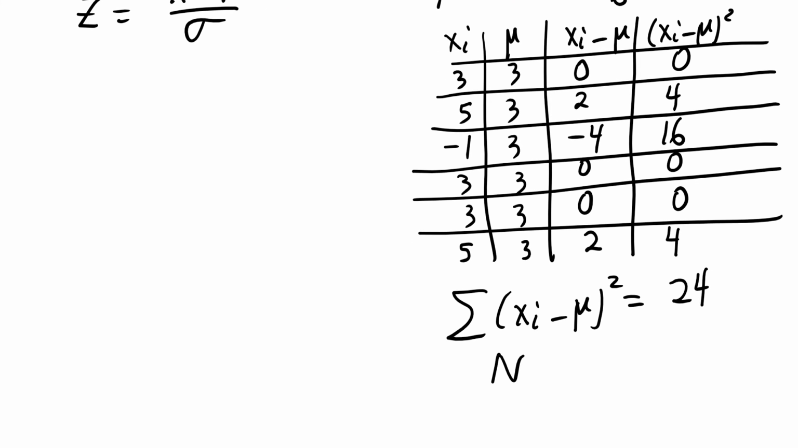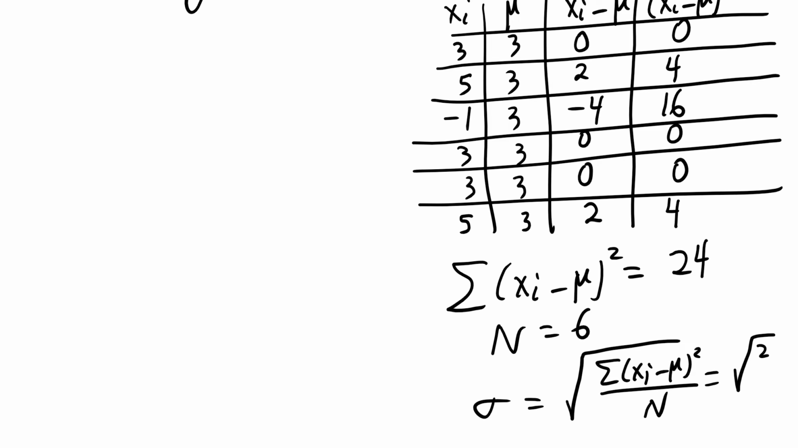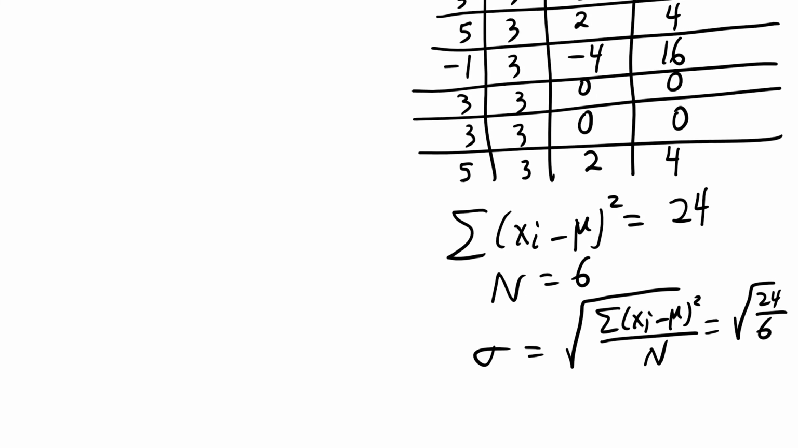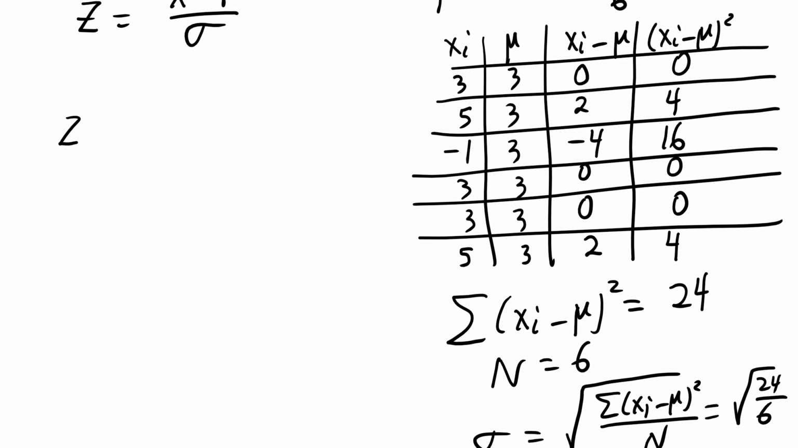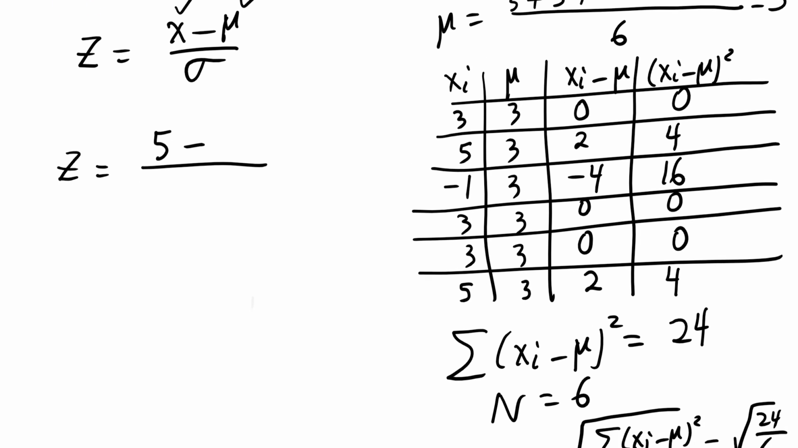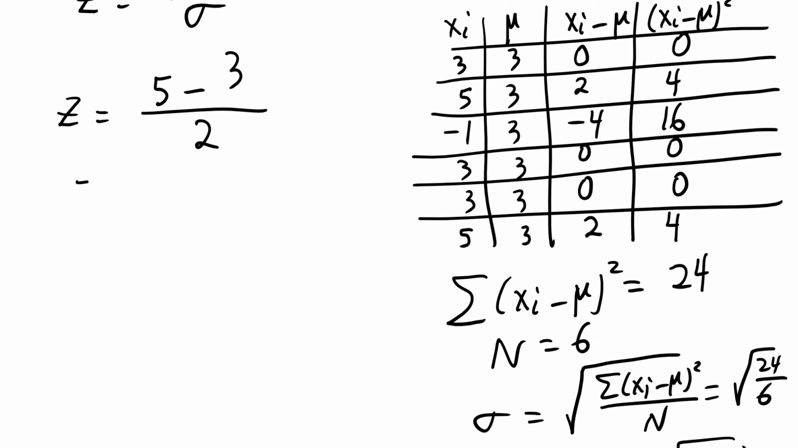And n here, we got 6 of them. So the standard deviation using the formula, the square root of the sum of xi minus mu squared all over n, equals the square root of 24 over 6, which is the square root of 4, and that gives us 2. So now we can go back up and say z equals, x was 5, mu, the mean, was 3, standard deviation was 2. So what do we get here? z equals 1.